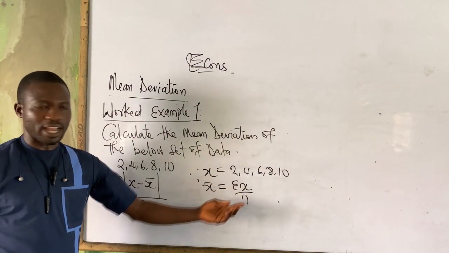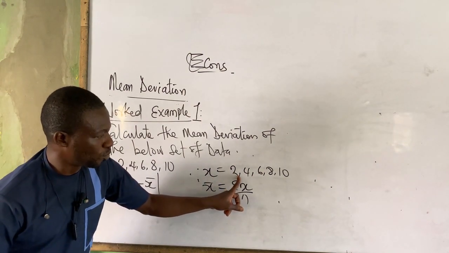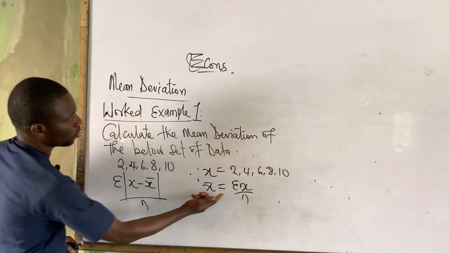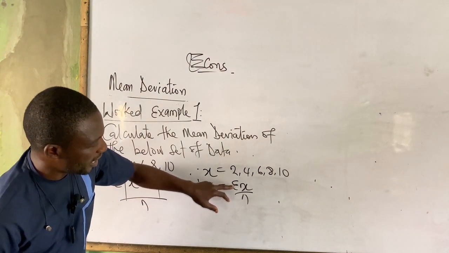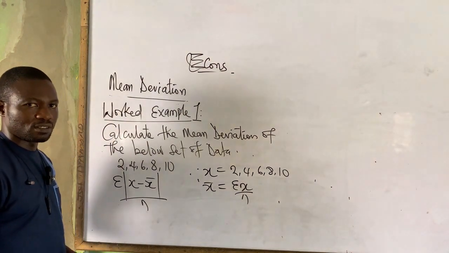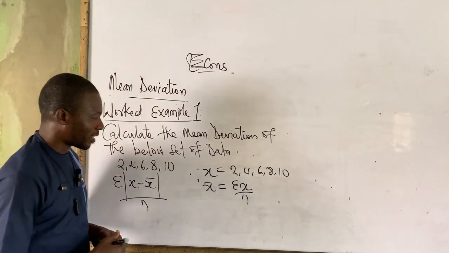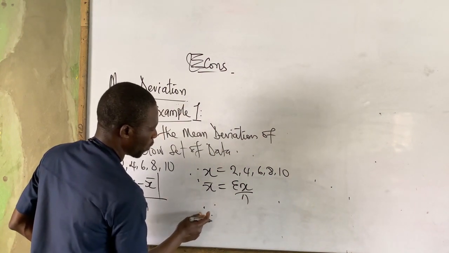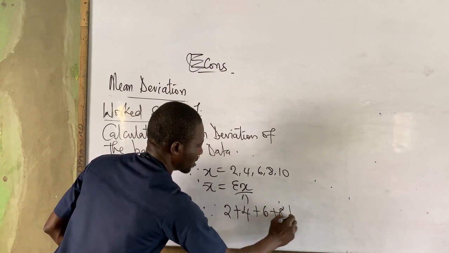How do we get our summation x all over n? We quickly look at what our x is. Our x is 2, 4, 6, 8, and 10. And remember, I told you that this sigma, when it is written at the first, it is the summation. So we need to sum up all the data given to us, divided by the number of data given to us. Let's quickly look at that. So if we have summation x all over n, then we are going to have 2 plus 4 plus 6 plus 8 plus 10.